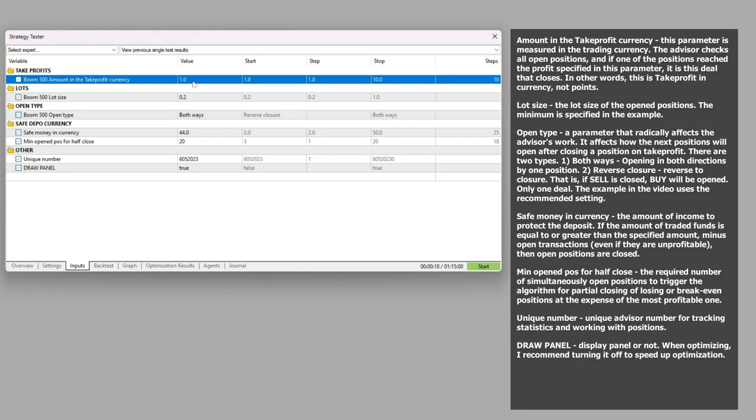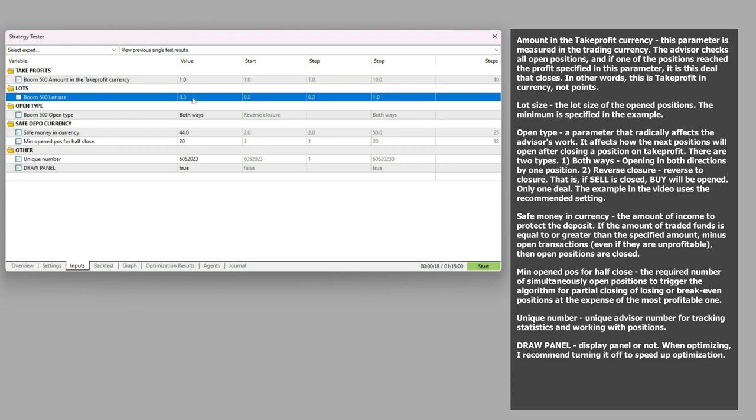Take profit in currency. This parameter is measured in the trading currency. The advisor checks all open positions, and if one of the positions reaches the profit specified in this parameter, it is this deal that closes. In other words, this is take-profit in currency, not points.